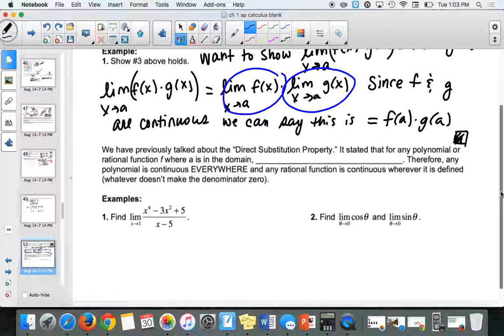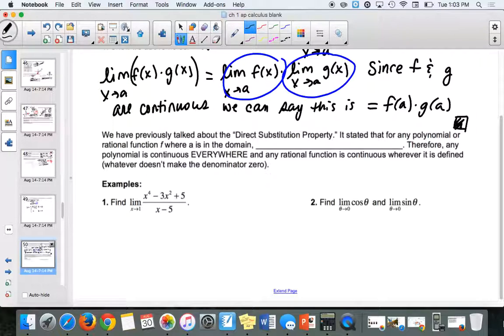We've also previously talked about the direct substitution property. As stated, for any polynomial or rational function where a was in the domain, the limit as x goes to a of f of x was equal to f of a. Well, that's our definition of continuity, right? So any polynomial is continuous everywhere, and any rational function is continuous wherever it's defined, so whatever doesn't give you a denominator of 0. We're continuous as long as those numbers are in your domain. If something's not in your domain, then it's probably not continuous there. Something weird is happening, like a hole or an asymptote.